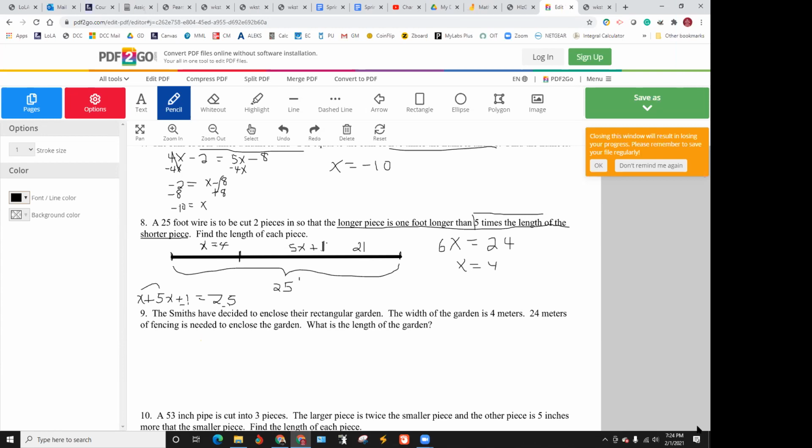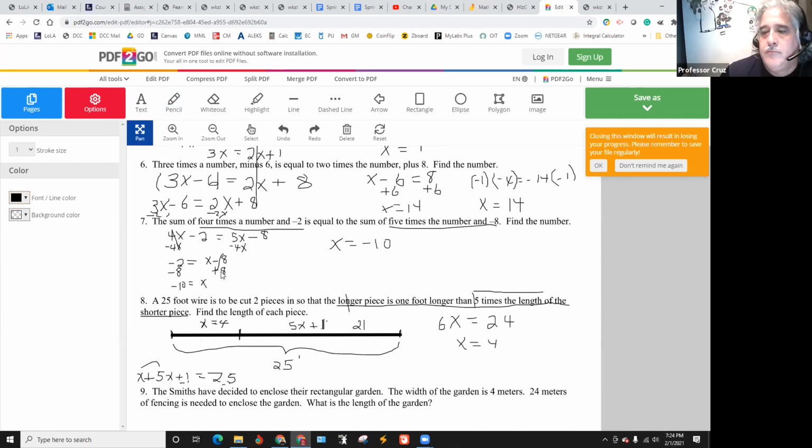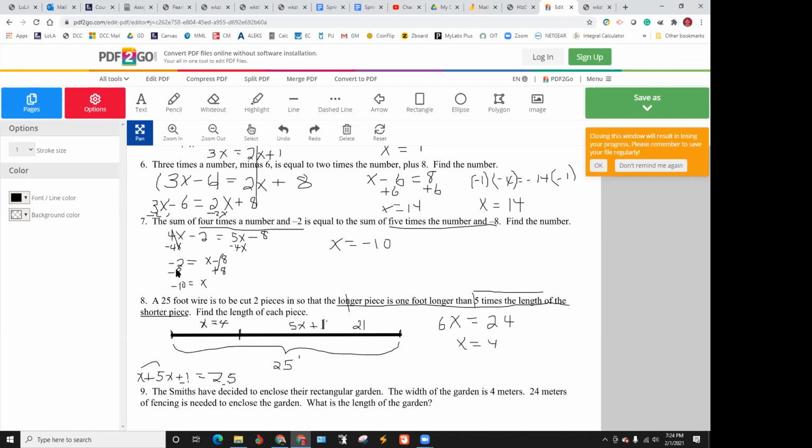I'm still confused on what you got for number 7 because I got 6 and I'm looking at your work and it says for the negative 2 equals 8 minus x minus 8, you did plus 8 and minus 8 on the other side. Mm-hmm. Wouldn't you have to do the same thing on both sides?